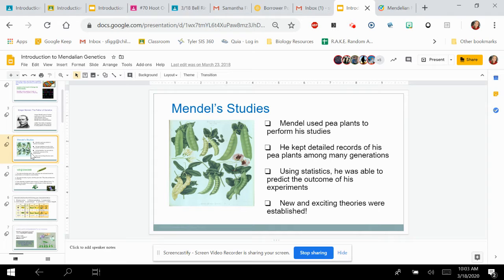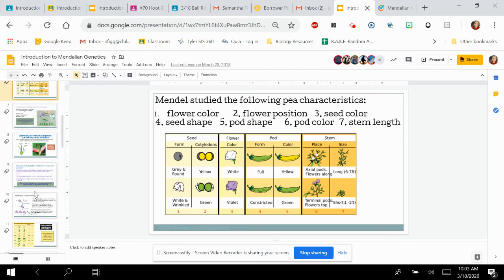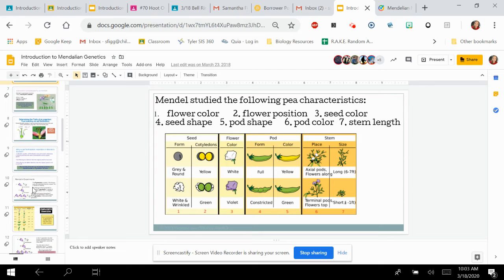So, Mendel was this monk who studied pea plants, and he got really, really lucky in that he picked pea plants because they happened to have all of these different traits that were really simple, dominant versus recessive. The further we get into this unit, the more you're going to realize this is actually super rare. But pea plants were really useful when Mendel got started.